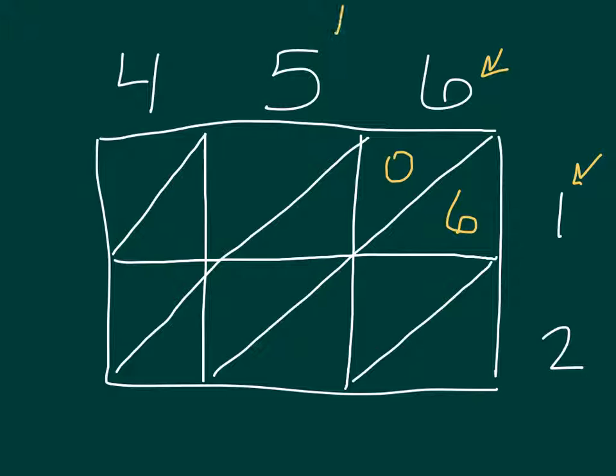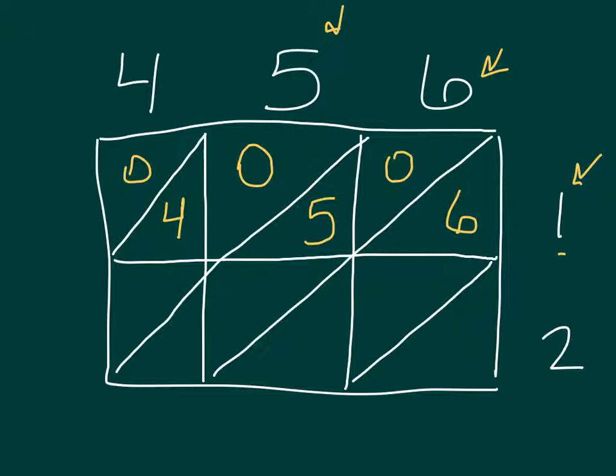I'm going to move over to the 5. 5 times the 1 is 5. So again, I need to make sure that I use 2 digits, so I'm going to use a 0 and then a 5. And then moving over to the 4, 4 times 1 is 4.